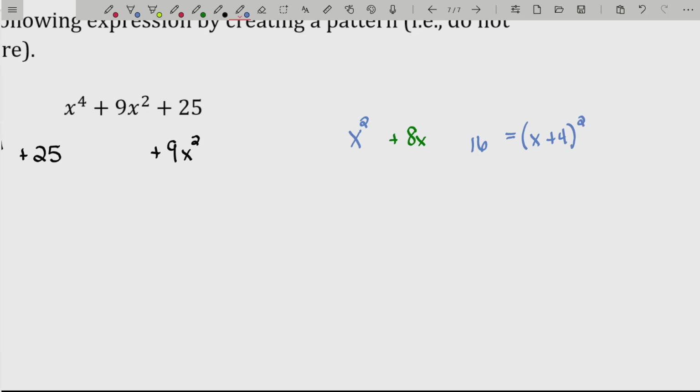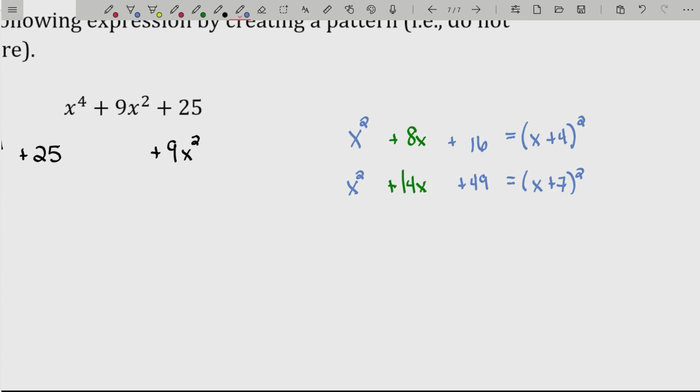Let me write a different one. What if I said it was x squared plus something, I don't care what, and the end was 49? Well, 49 is a perfect square, and so I know that 7 times 7 becomes 49. 7 plus 7 is 14. And so now if I add that green ink in, which is kind of illegal right now, that would factor to an x plus 7 squared.